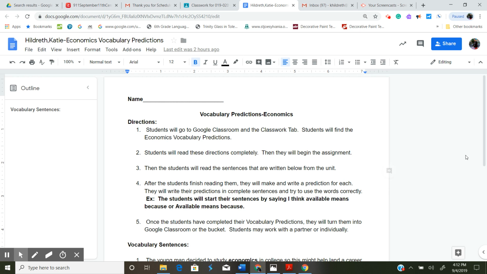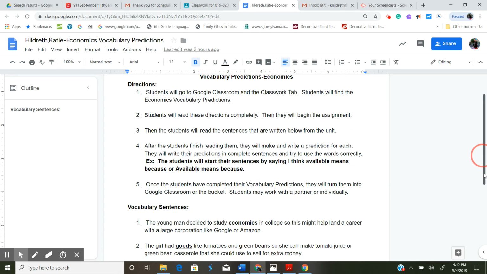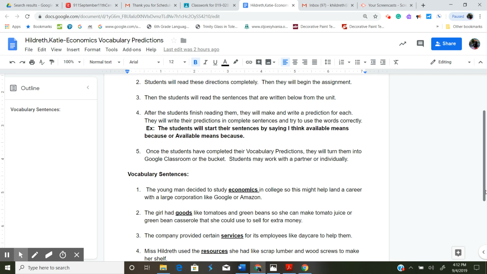Number 3, the students will read the sentences that are written below from the unit. Number 4, after the students finish reading them, they will make and write a prediction for each. They will write their predictions in complete sentences and try to use the words correctly. Here's an example. I didn't finish the sentence. I'm showing you how I want it set up.